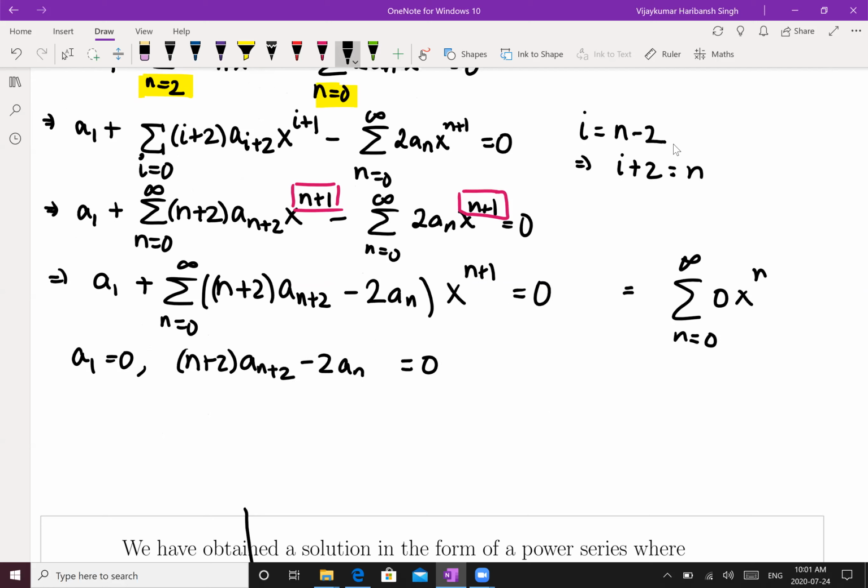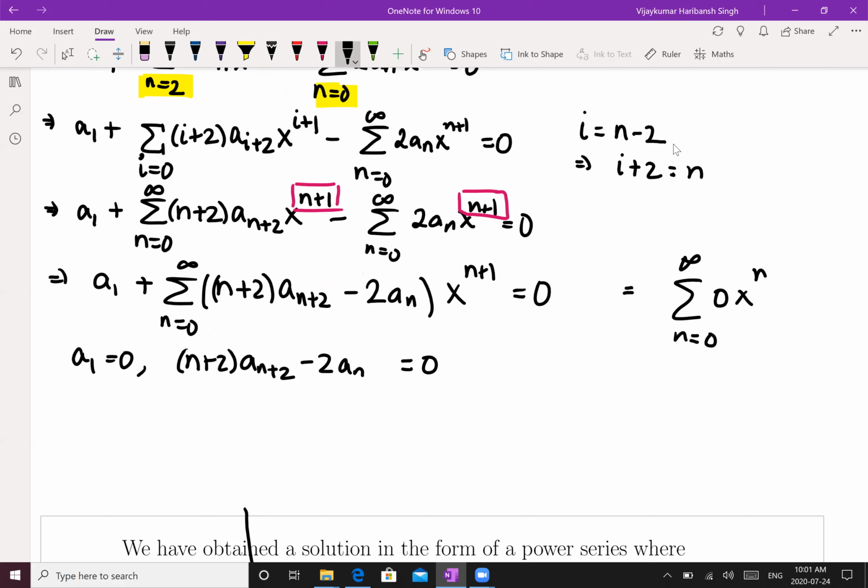Now we want to work it out. So now we want to basically find all the a_i, right? After all, finding a solution is finding the a_i because x to the n is known. So the a_i are the coefficients to be determined. So let's work with the odd coefficients first. So a1 is 0, right? That's what we got here.